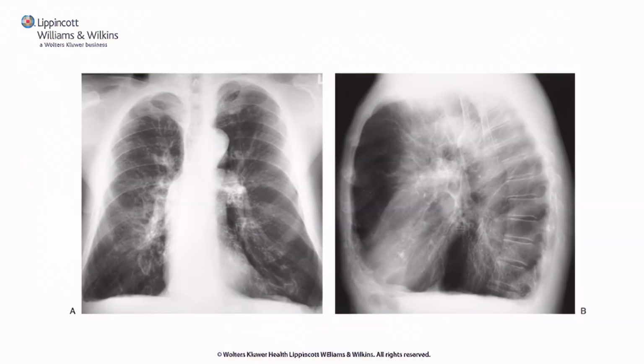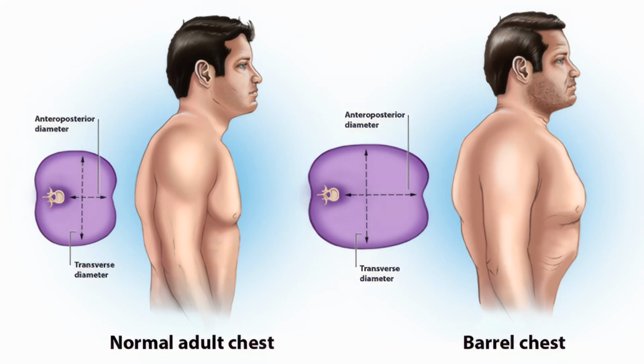When you think of emphysema, in a normal person, they will have a normal anterior to posterior diameter. In patients with emphysema, they have air trapping, and this anterior posterior diameter gets increased, and it leads to barrel chesting, which you can see in the picture.